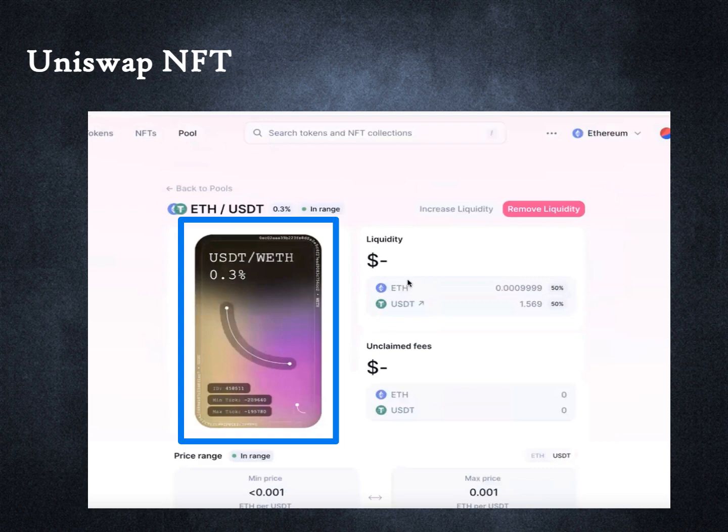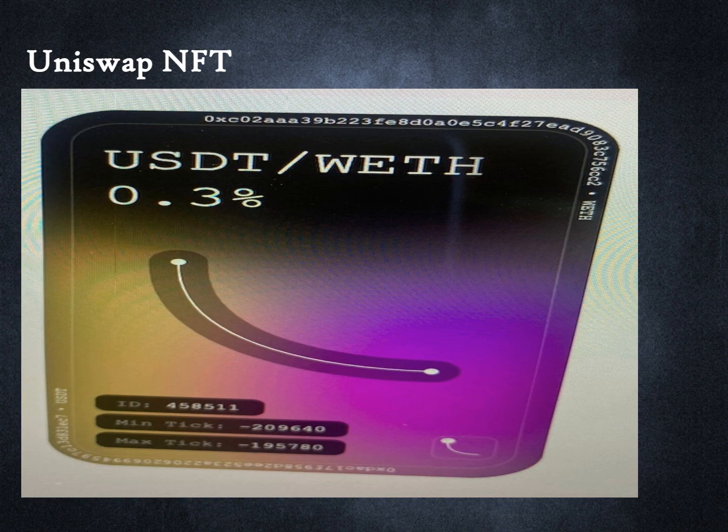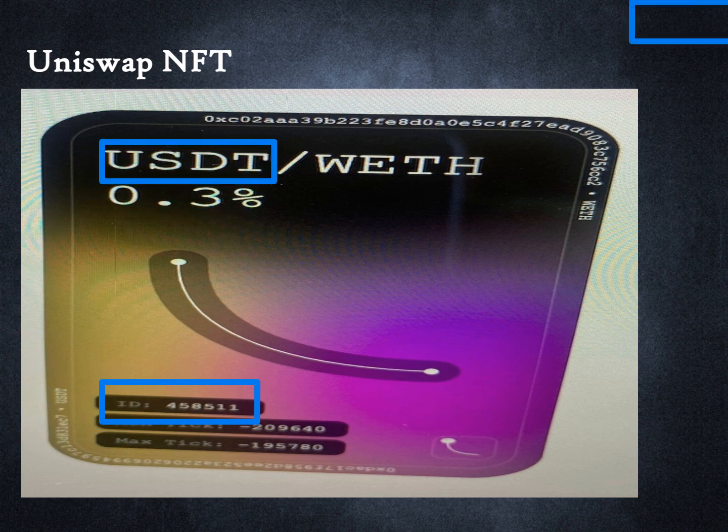Next, we will dig deeper into this visual image. Note the token ID 458511 assigned to this NFT. The symbol of Tether is USDT. We can also note that the symbol of Ether is represented by the addition of a W. The W stands for wrapped Ether.